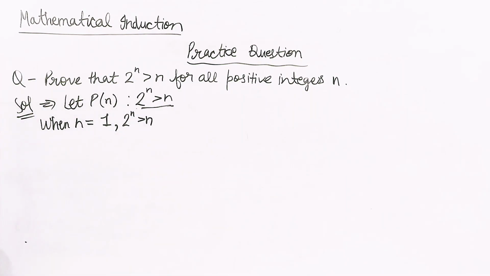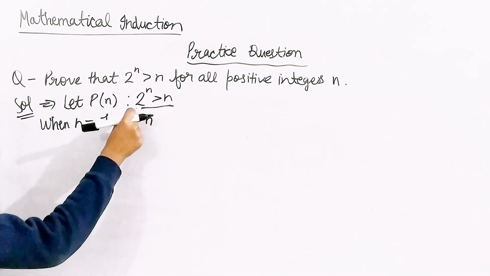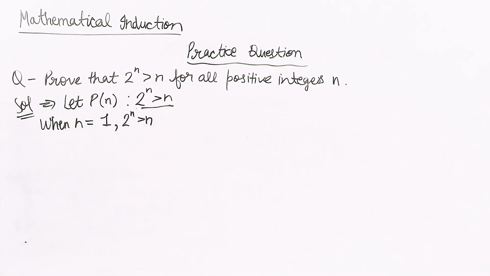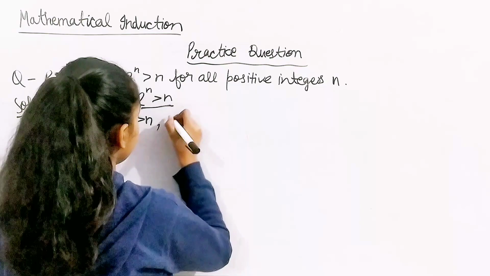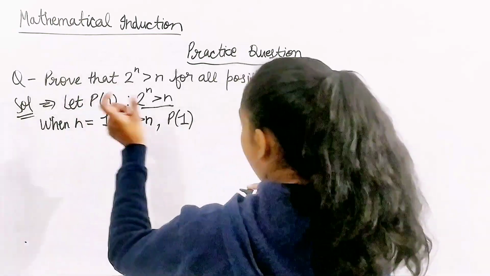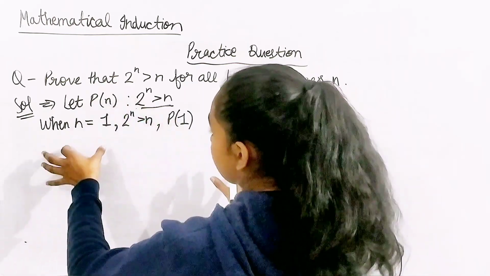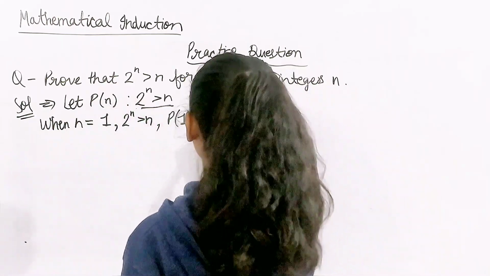Okay, so what we can see is when n is equal to 1 as a base value, 2 to the power n is greater than n. So I'll say P(n) is true. Now I'll say P(1). As I've taken the value n as 1, there's no problem in it. So P(1) is true.